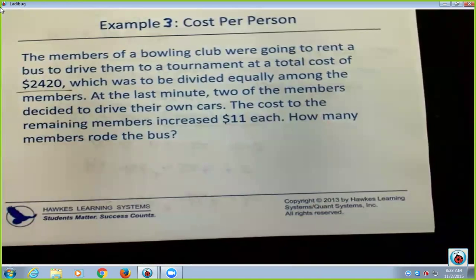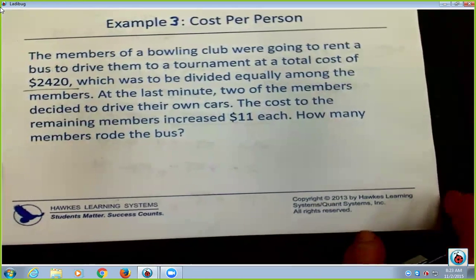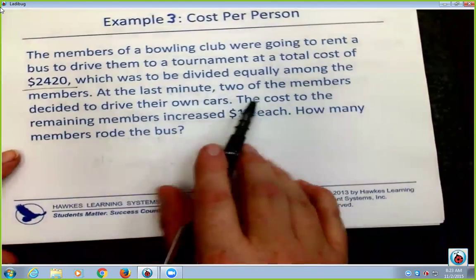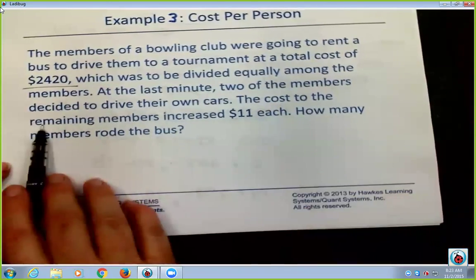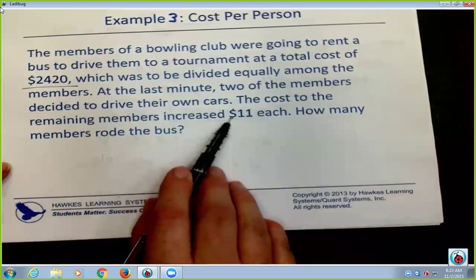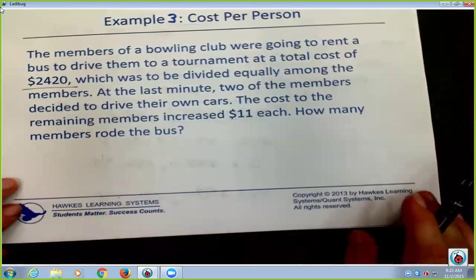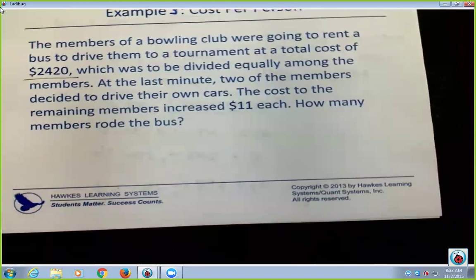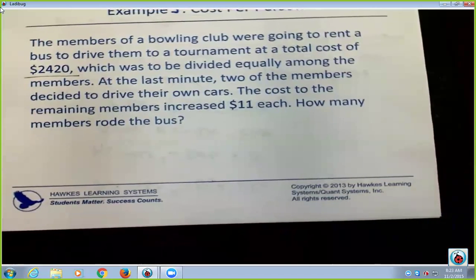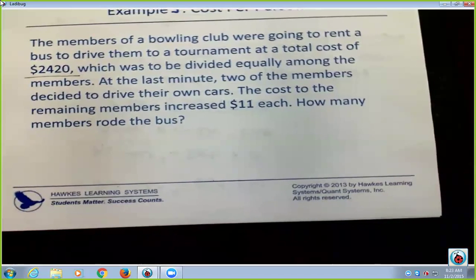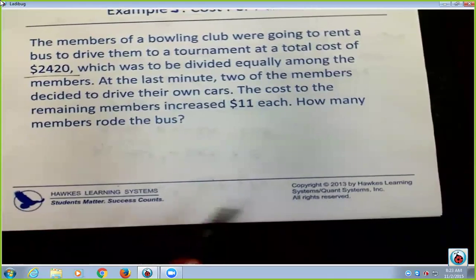So if I knew how many members I had, I would just simply take that, divide it by the number of the members. At the last minute, 2 of the members decide to drive their own cars. The cost to the remaining members increases $11 each. How many members rode the bus? And it's kind of like, oh, why don't they just tell us how many were on that bus and be done with it, huh? But then we wouldn't get a quadratic, right? So they kind of have to leave you with a mystery in there.